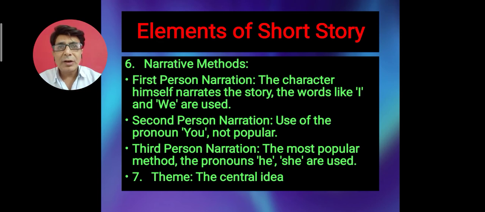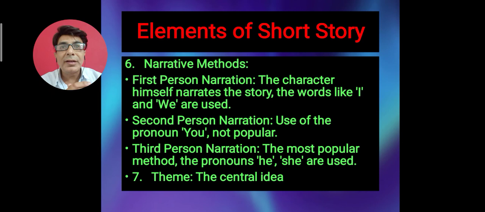Sixth characteristic of a short story is the narrative method. Now, as far as the presentation is concerned, the authors can narrate the story in three different methods: first person narration, second person narration, and third person narration. Sometimes the character himself narrates the story. A character who is an important character in the story, we feel as if the character himself is telling the story.